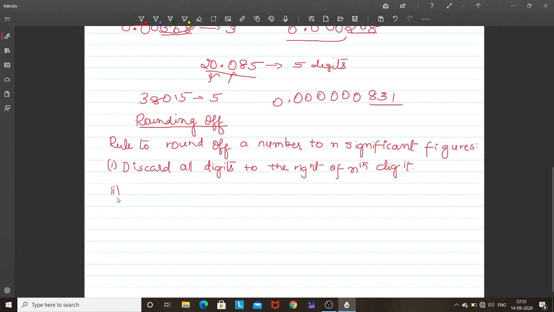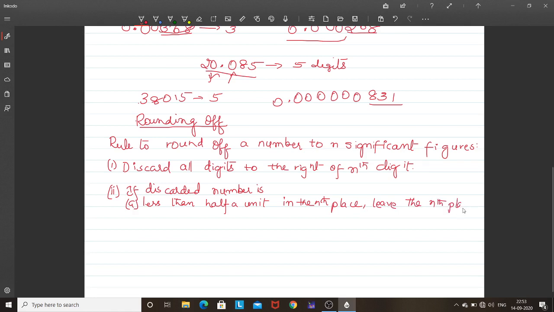if the discarded number or digit is, you have 2 possibilities here, less than half a unit in the nth place, leave the nth place unchanged.